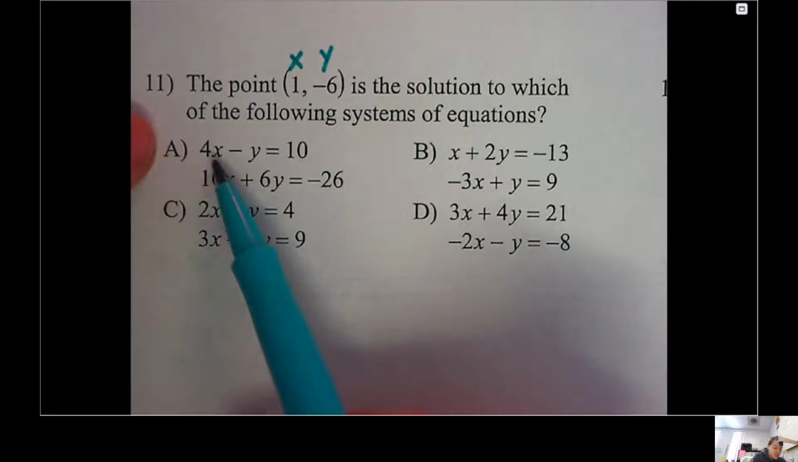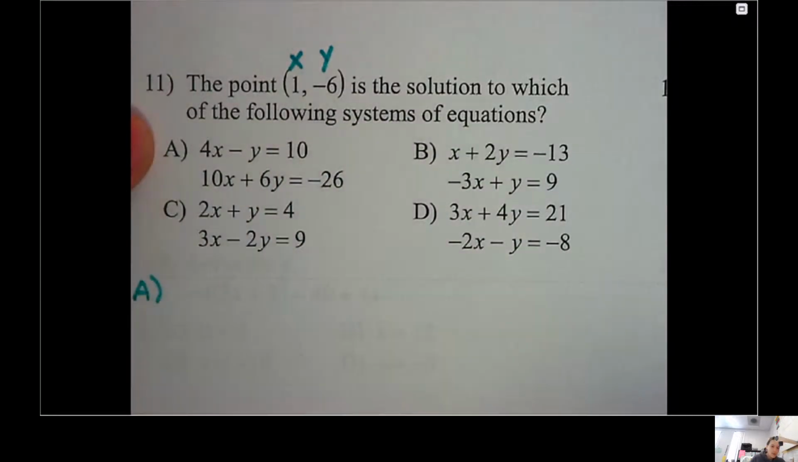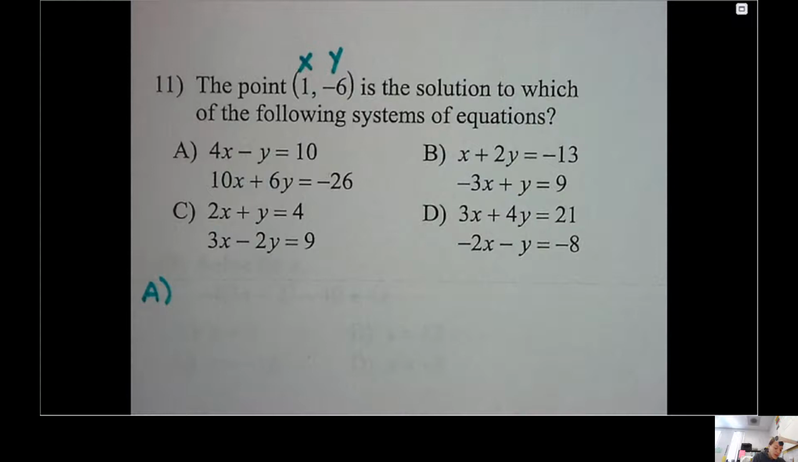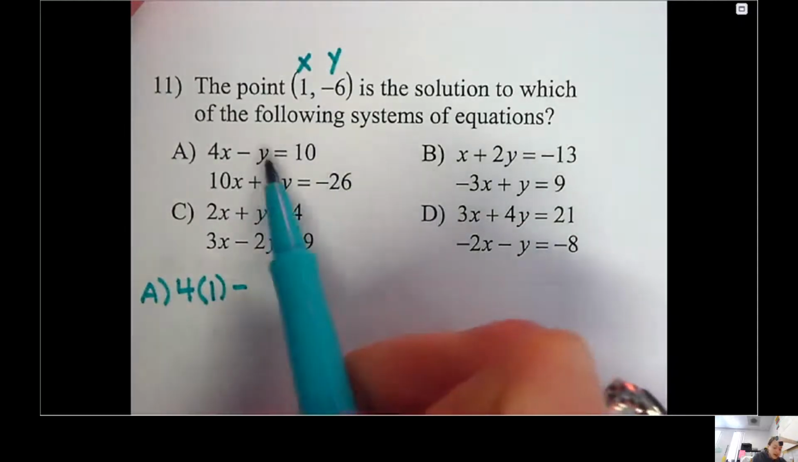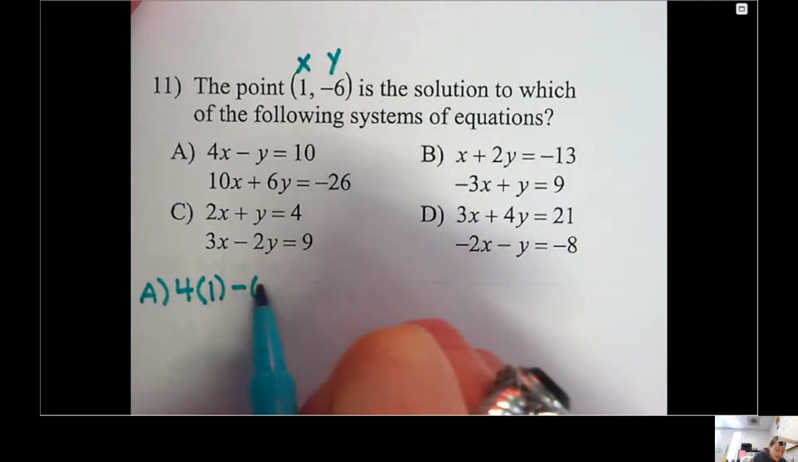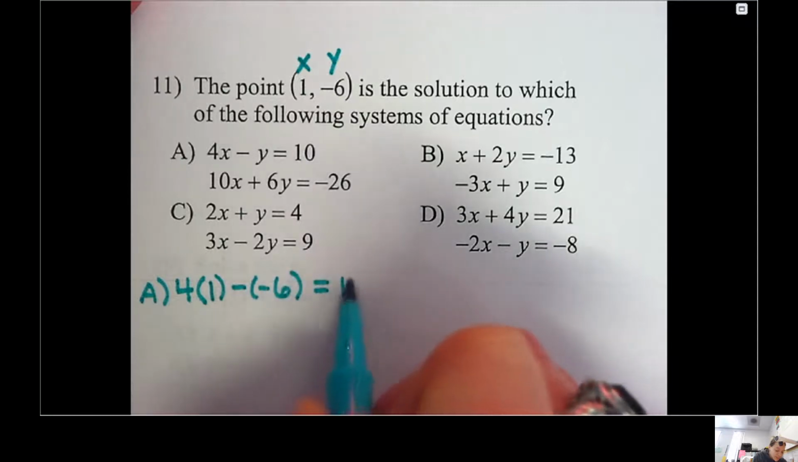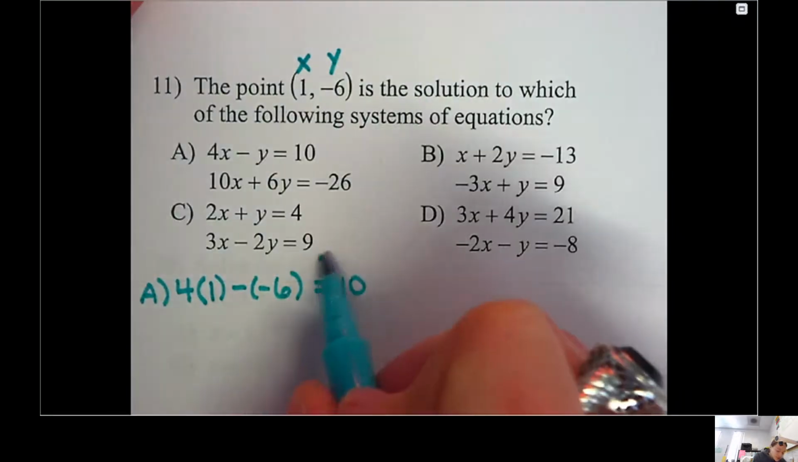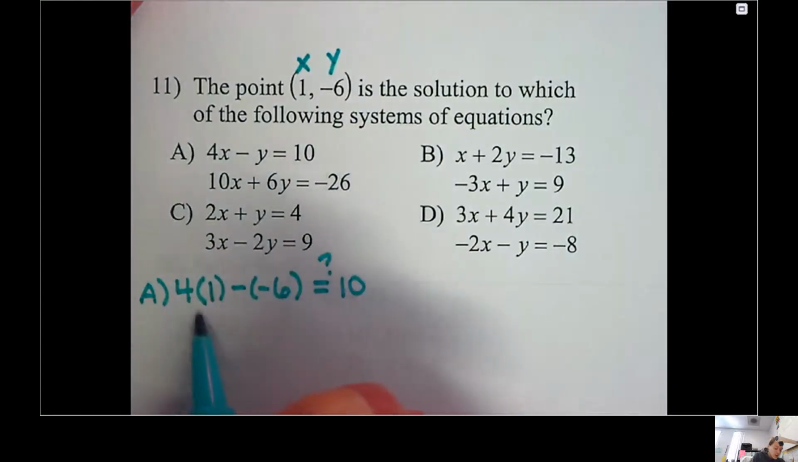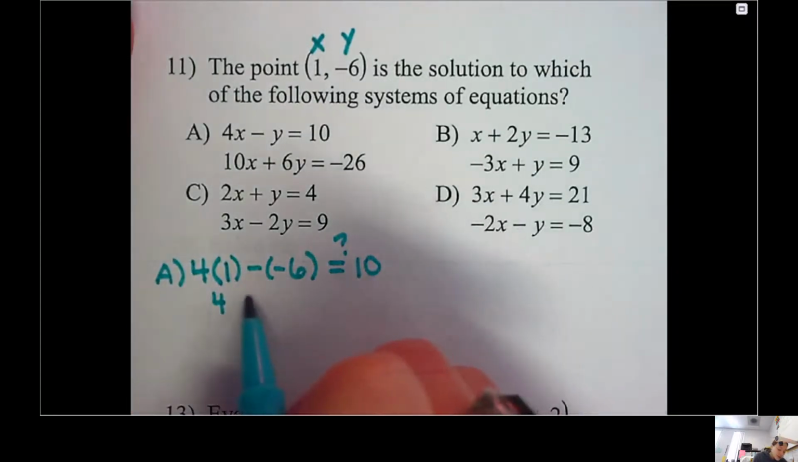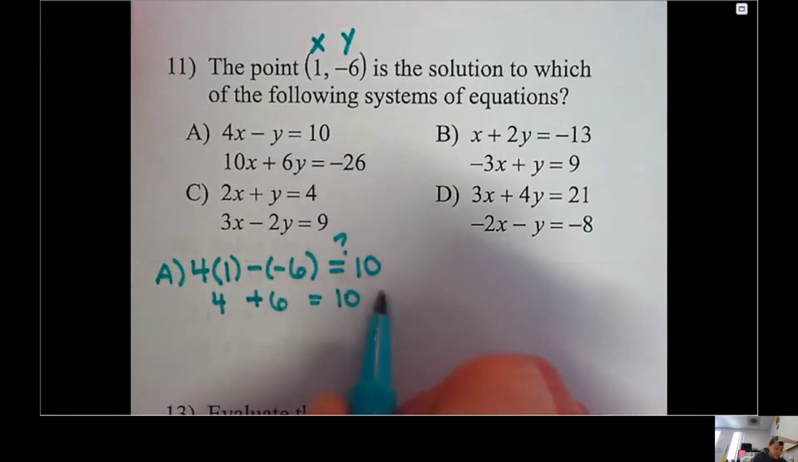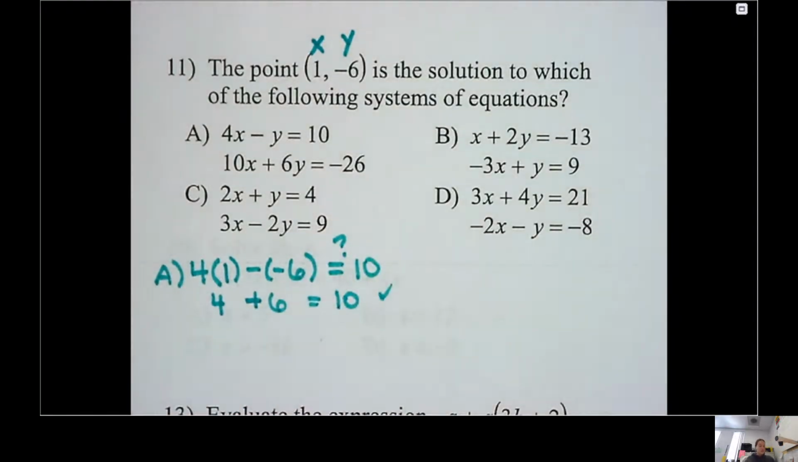Okay, so in the first problem, I'm going to do letter A over here. I've got 4x minus y, so that means 4 times x, and instead of x, I'm going to substitute in a 1, minus my y value. I'm going to substitute in a -6. I'm trying to see if that equals 10 or not, if that's a true statement. 4 times 1 is 4. Minus a -6, so minus a negative, they come together and make a positive. So this is 4 plus 6. Well, guess what? 4 plus 6, that's correct. One of them's good. The first part is good.